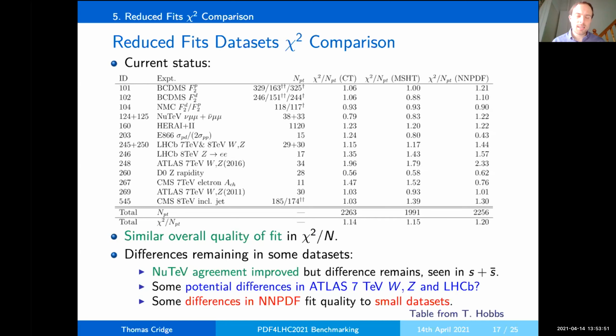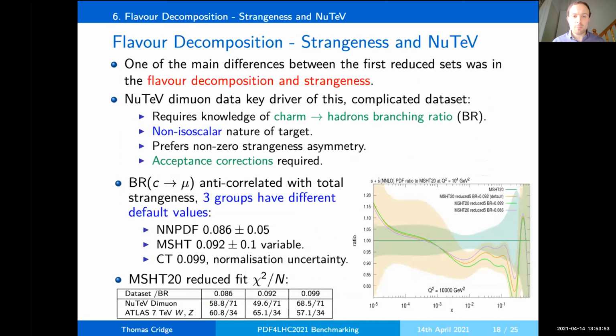So moving on, I now want to discuss some of the specific differences that we've seen in the reduced fits in the benchmarking and how we've understood them over the past few months. One of the main differences between the first reduced sets was in the flavor decomposition and particularly the strangeness. And it turns out the NuTeV dimuon data is a key driver of this.